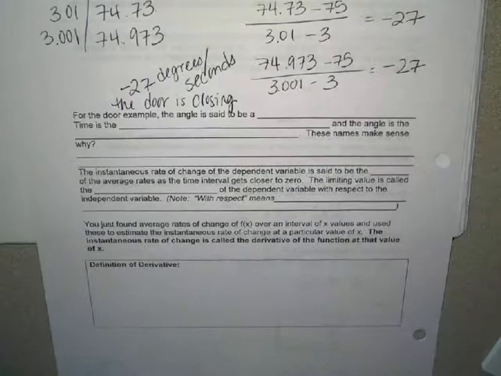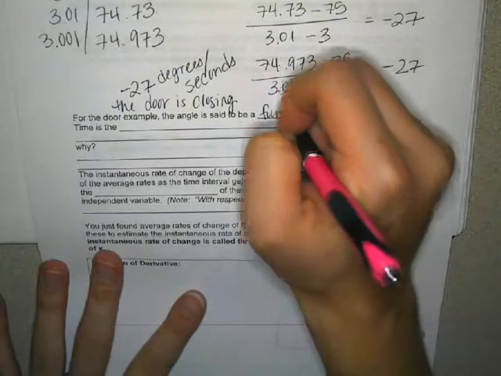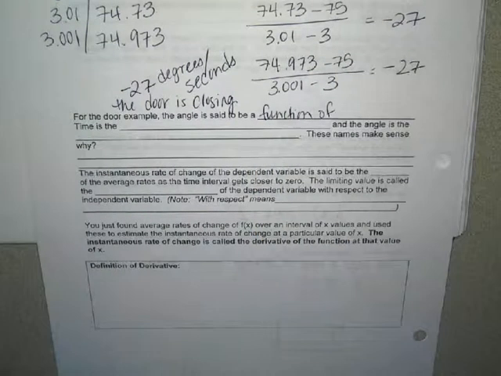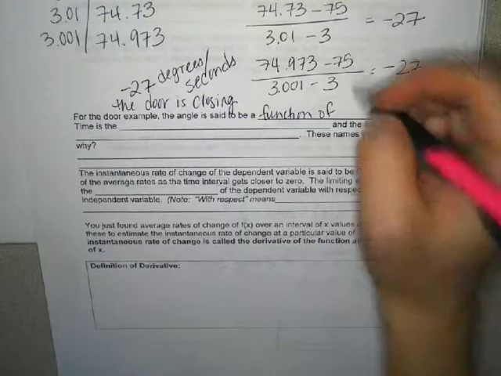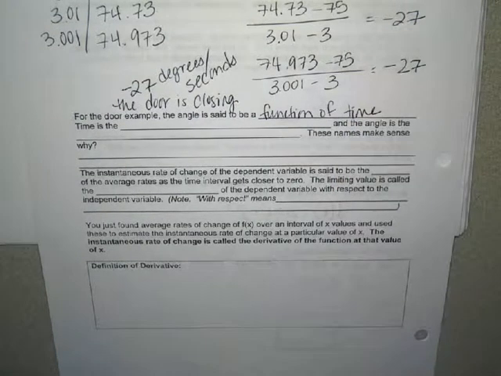No. Okay, for the door example, the angle is said to be a function of what? The angle, the degrees, is a function of what? You can't have degrees unless there's some time ticking, right? If there's no time going on, then the door is neither opening nor closing, so you can't really have degrees there. All right, time is what type of variable? You have two types, independent, dependent. Which one is it? Independent.